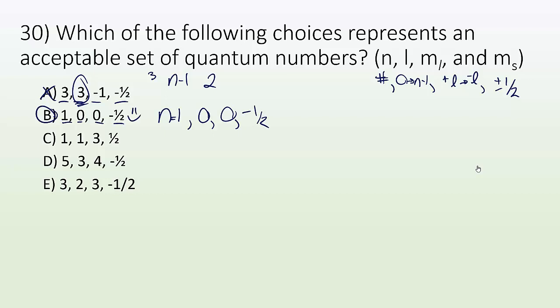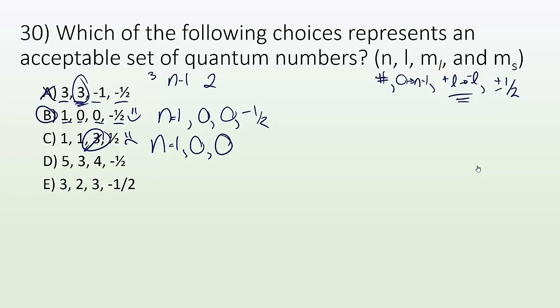C: 1, 1, 3, 1/2. There's an error right here, right? So if n equals 1, then the next number can only be 0, which means this magnetic quantum number can only be 0 as well. You can't have it be 3. So frowny face for choice C.